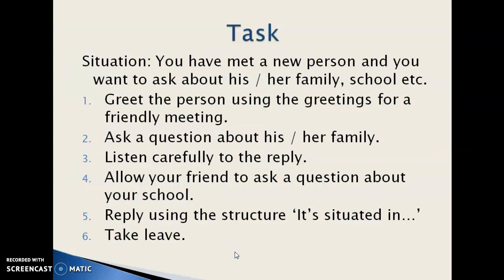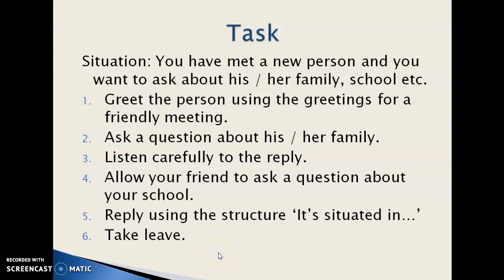Let us proceed to the task. The situation is that you have met a new person, or maybe a friend, and you want to ask about his or her family, her school, etc. Greet the person using the greetings for a friendly meeting. Ask a question about his or her family. Listen carefully to the reply. Allow your friend to ask a question about your school. Reply using the structure it is situated in, and then take leave.